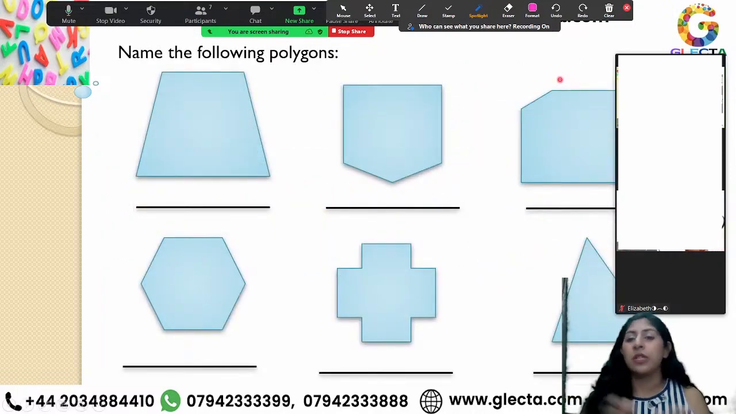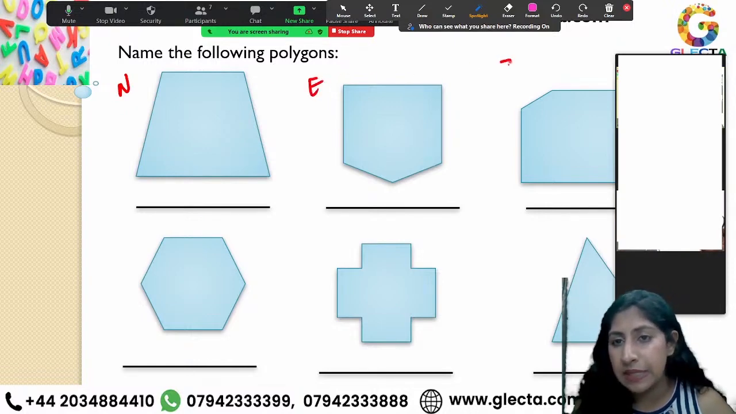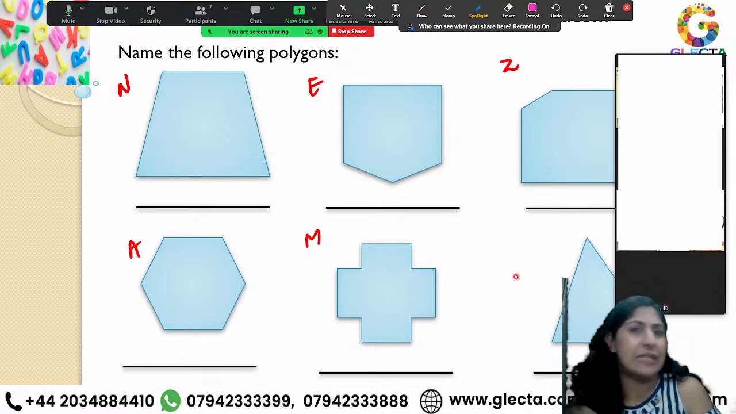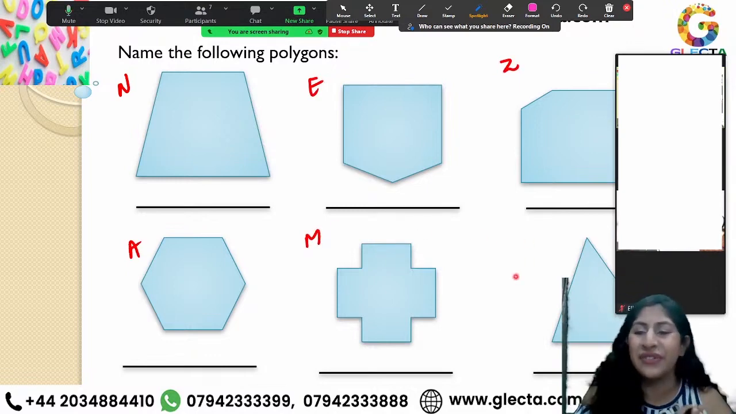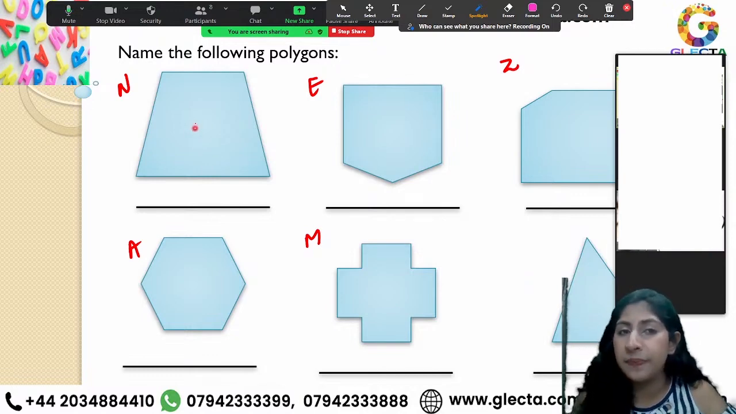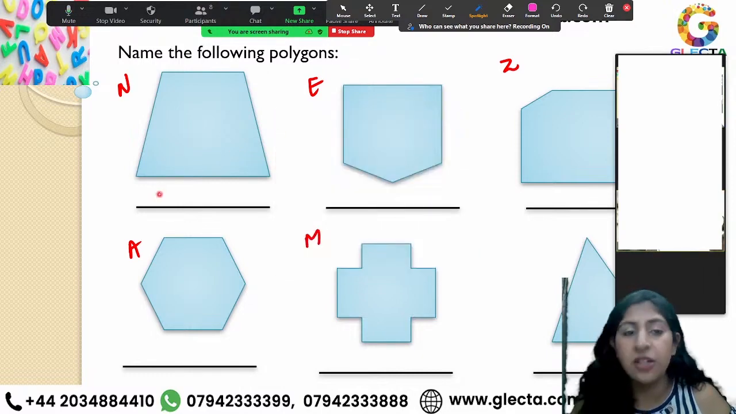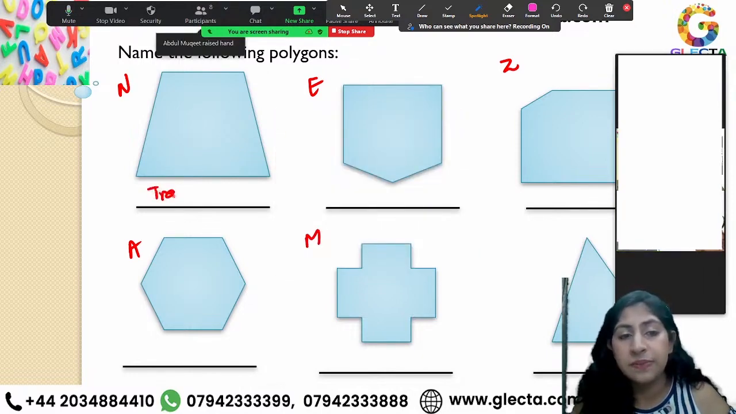So if I have a look at the question now, one by one, you guys are going to answer me. So I'm writing down the names on the screen: Noor, Elizabeth, Zainab, Abdul Mukid, Mustafa. The last one is pretty easy. Come on, that's a triangle. I've given you the answer already. Okay, so starting with Noor. Yes, Noor, what's this shape called? Trapezium. Very good.